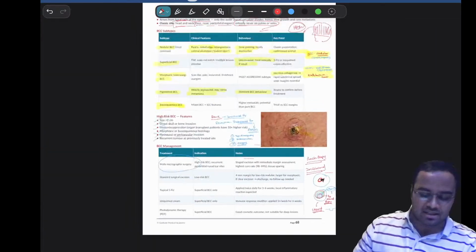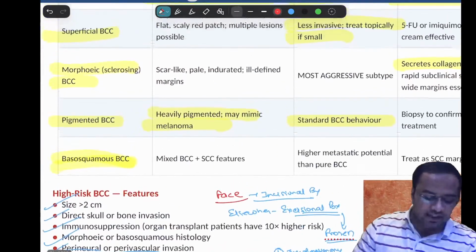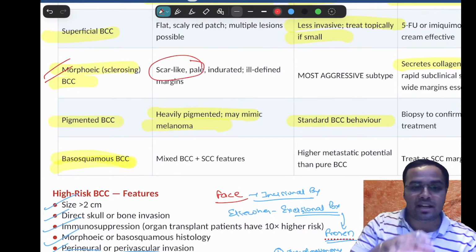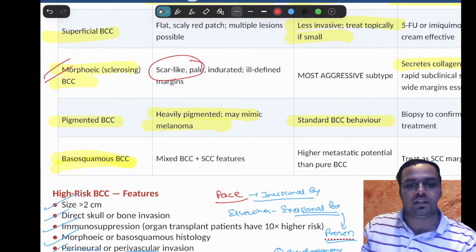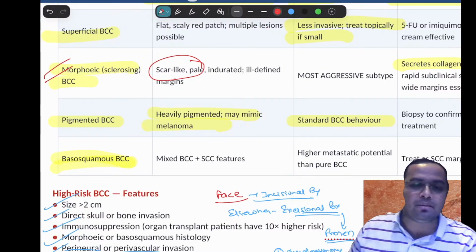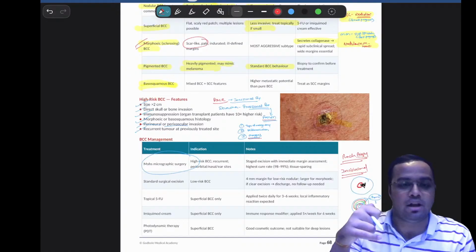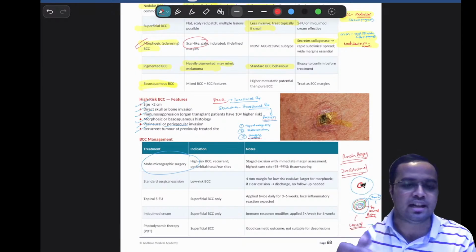Because what happens is, in the sclerosing variety, it is going to spread laterally. It is going to be scar-like, and so it will be indurated. It spreads to a lot of the tissues, so you don't know exactly what the normal margin is. So you contact the pathologist: "Just tell me, is it normal or abnormal?" "Sir, involved. Go for more excision."